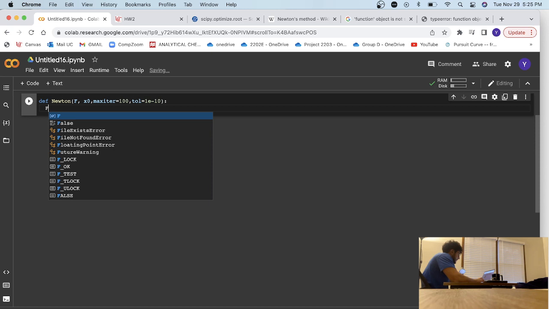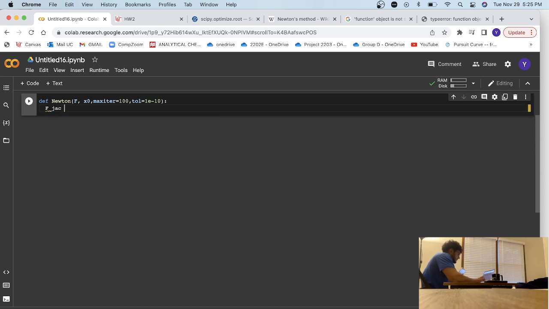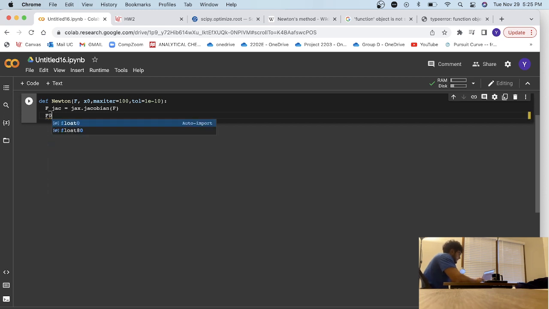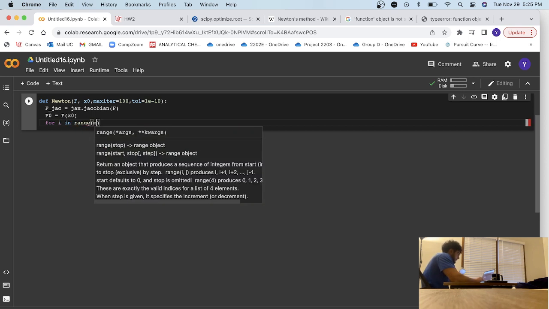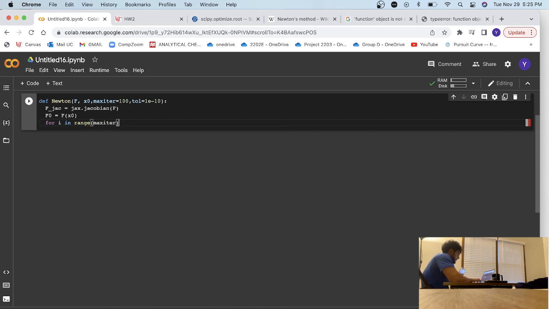Now we want to find the Jacobian of f. To do that, we already have a built-in Jacobian function to look for that. And f of x0, we're going to put that into the initial old guess. And then we want to iterate through this. Max iteration, we already said what it was, 100. It's going to stop when it finds that value.